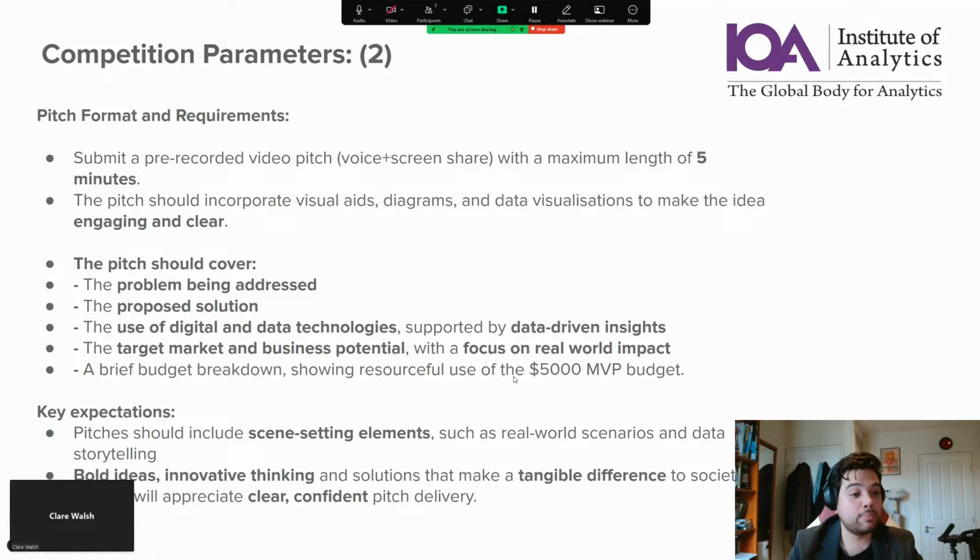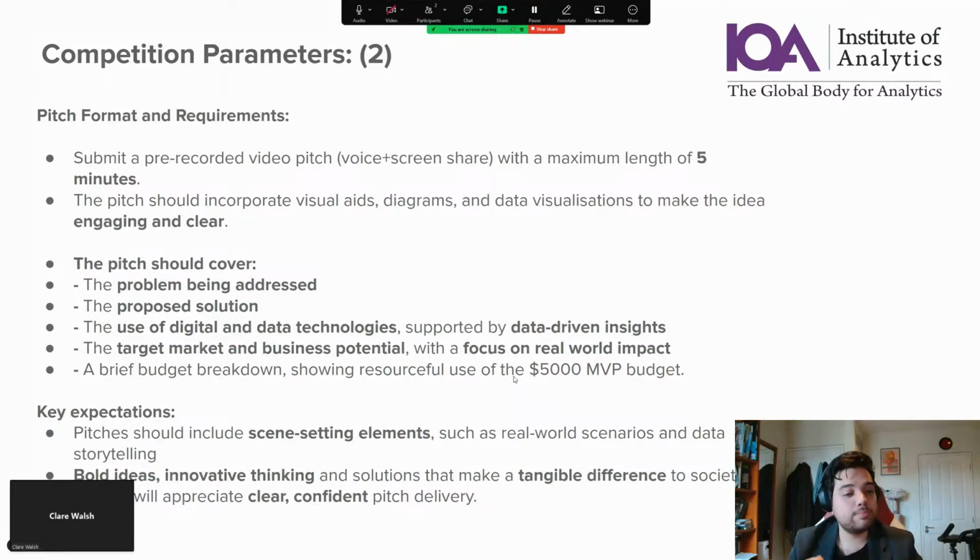Then you'll provide the proposed solution, whether it's a service or a product, and you'll show how you're using digital and data technologies supported by data-driven insights for that product. You'll then briefly be expected to cover the target market and the more business side of the proposal, with the business potential, maybe the ability for the product or service to scale internationally, and still have a focus on the real world impact of this scaling.